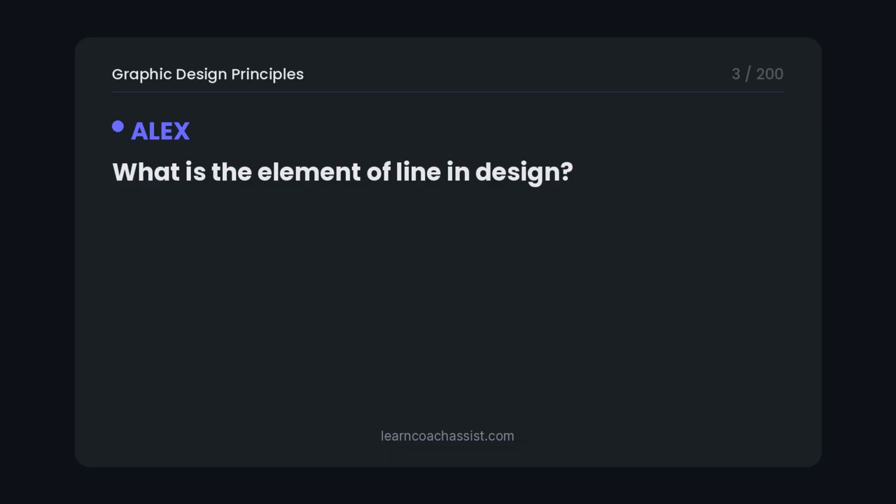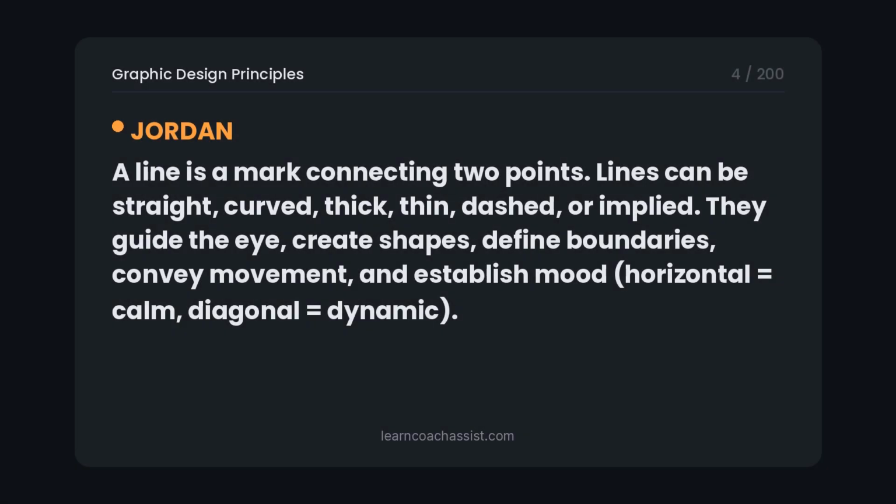What is the element of line in design? A line is a mark connecting 2 points. Lines can be straight, curved, thick, thin, dashed, or implied. They guide the eye, create shapes, define boundaries, convey movement, and establish mood. Horizontal equals calm, diagonal equals dynamic.